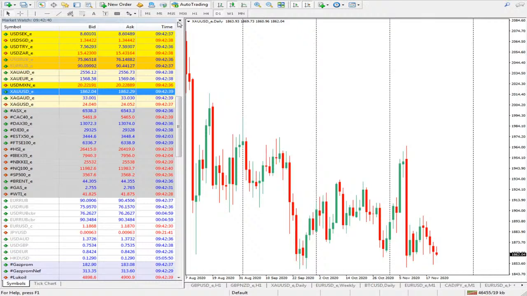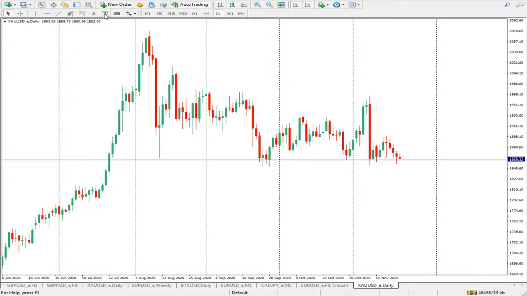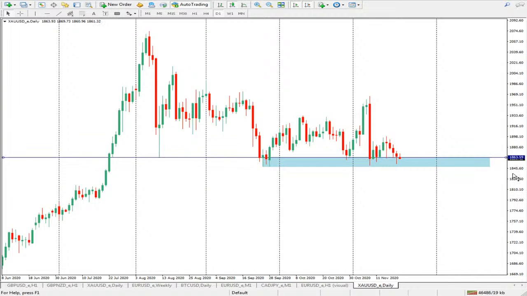On gold, we do have a support here. This is a very good support where if the price can successfully break and close below it, if the price can close below this zone, the entire zone, then that will be a good place to look for a sell from.